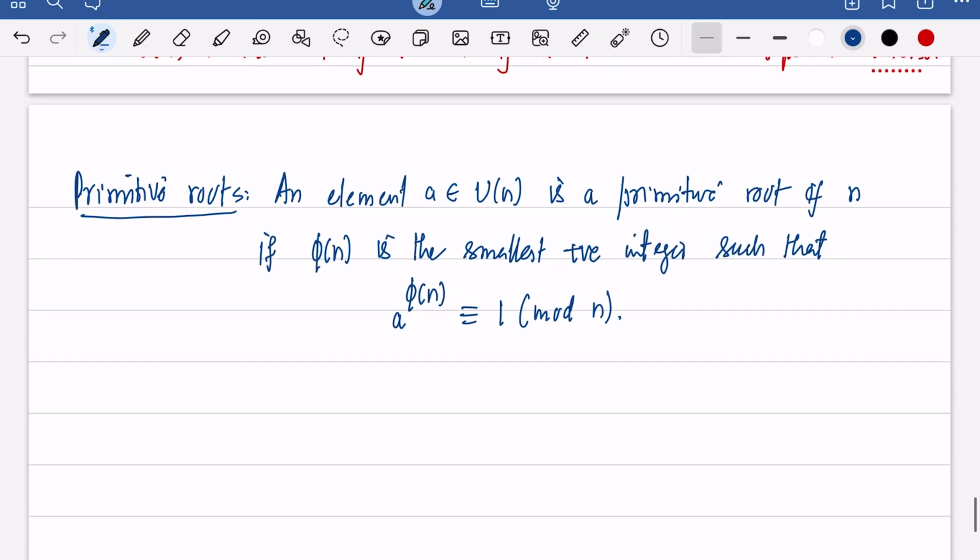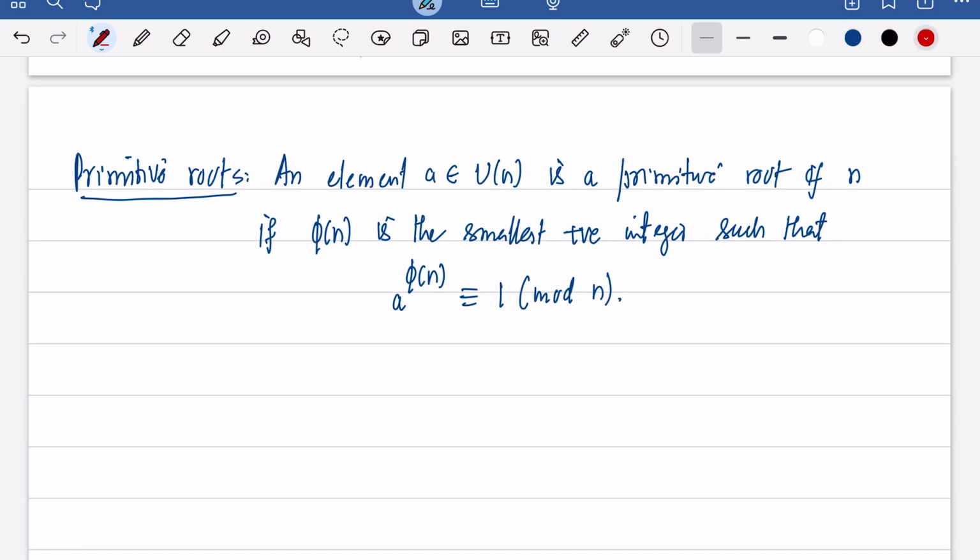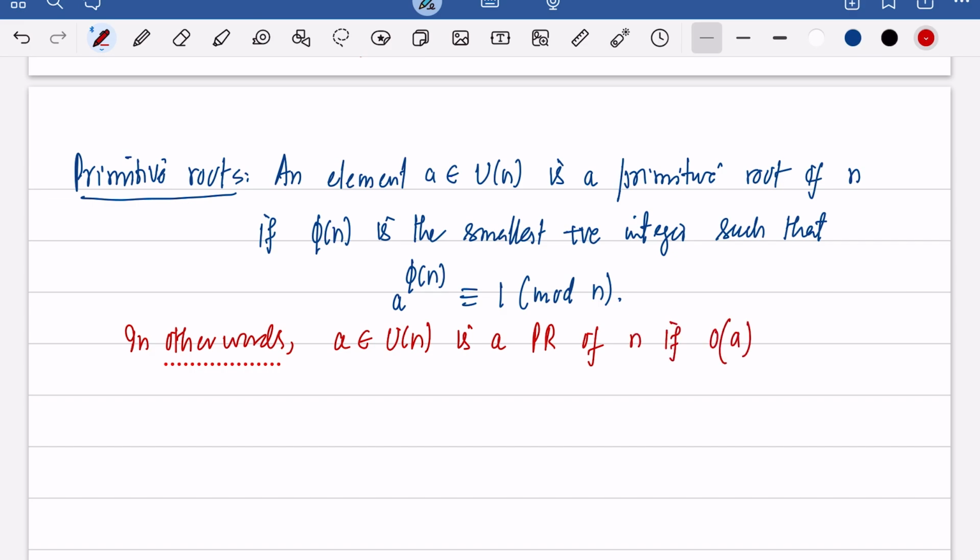So how do we define a primitive root? This is an element of Un for which phi(n) is the smallest positive integer which satisfies a to the power phi(n) is congruent to 1 modulo n. Or in other words, we can define it in group theoretic terms. A belonging to Un is a primitive root of n if the order of a is equal to phi(n). And by the definition of the order of an element of a group, we mean it is the smallest positive integer that satisfies a to the power phi(n) is congruent to 1 modulo n.